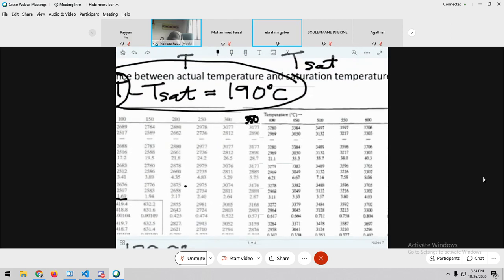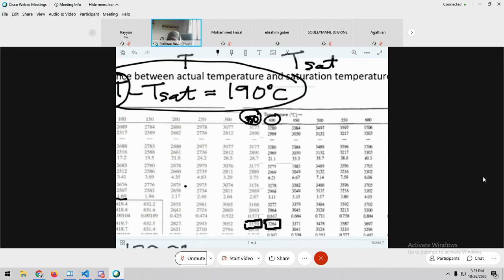The last is 350, that's 400. You need to interpolate between these two values. What's the value? Is it 31.5? 3159, and 3264.